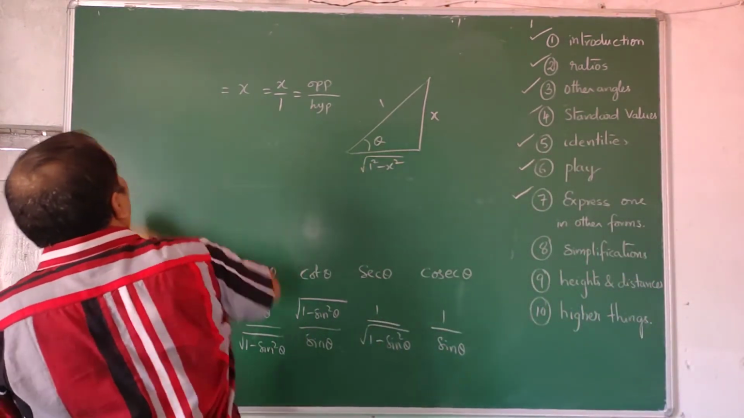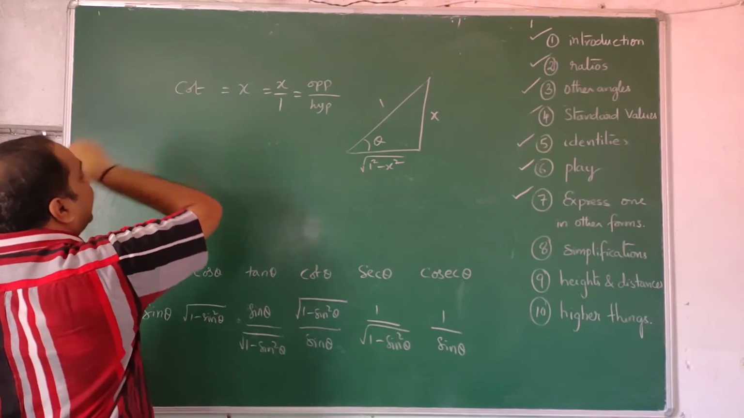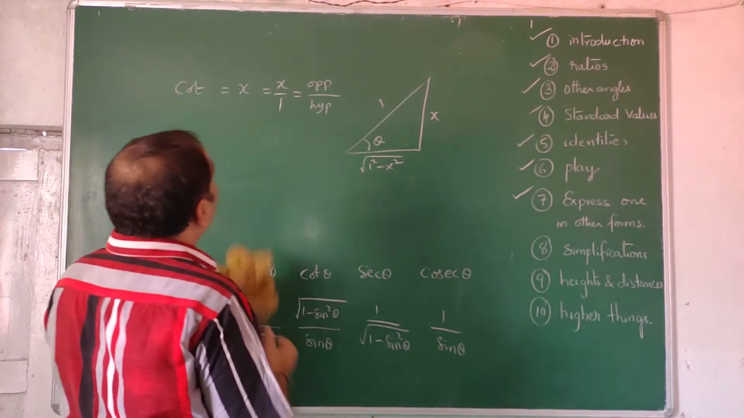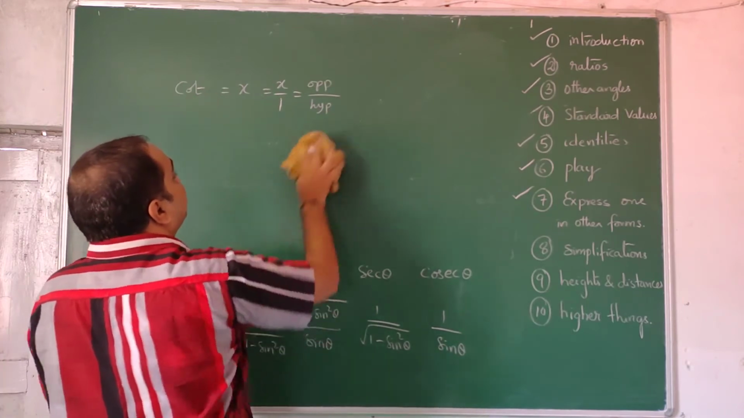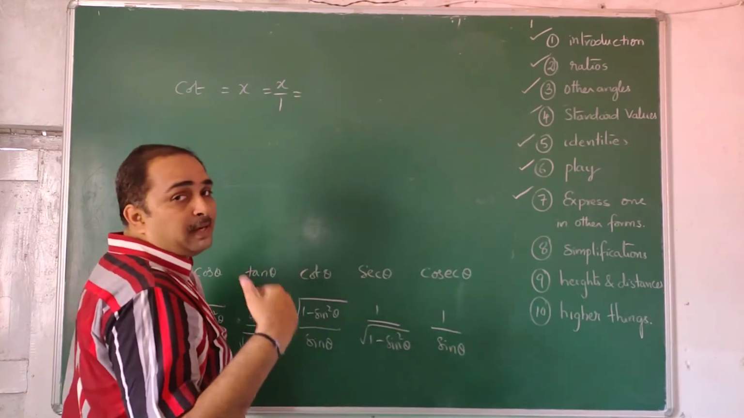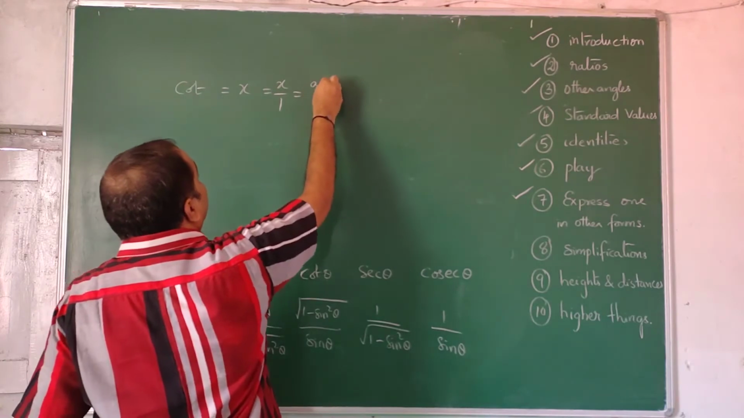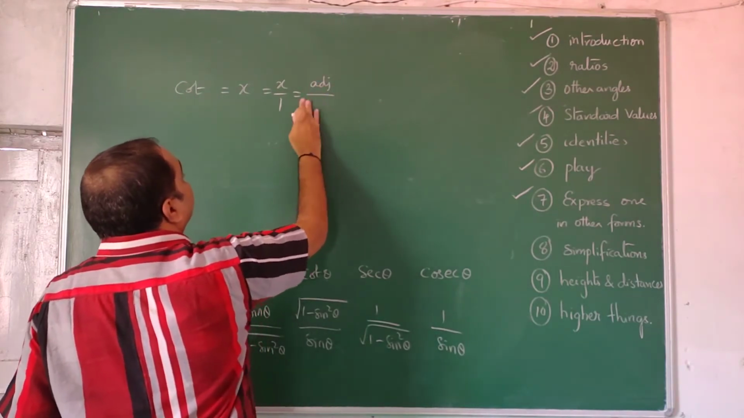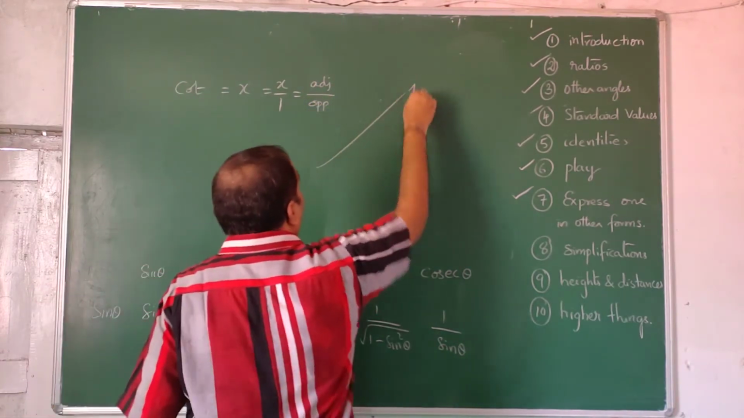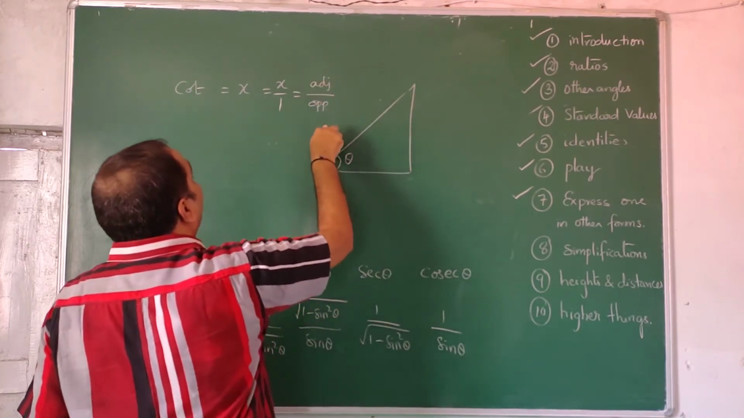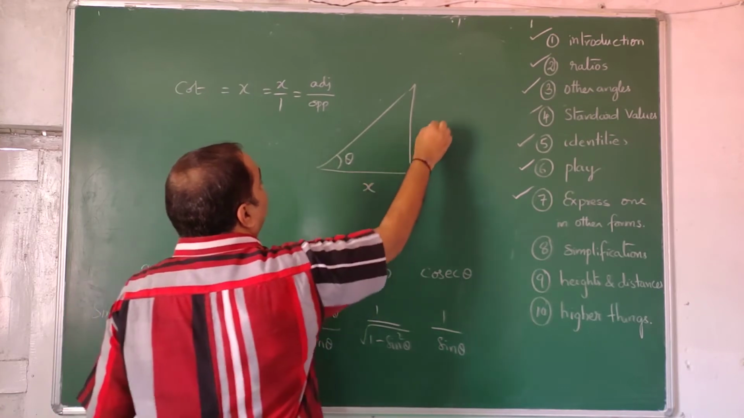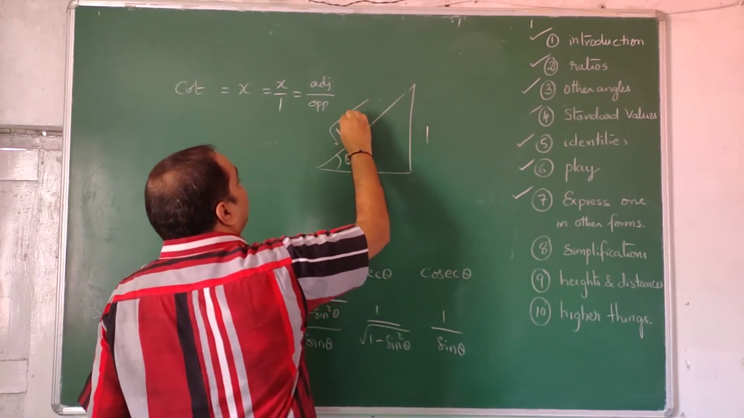Now you want to express any other ratio in all other forms. Say you want to express cot theta in all other forms. Cot theta is equal to x. Nothing is given, so x by 1. But the definition: tan theta is opposite by adjacent, cot theta is adjacent by opposite. Create a triangle, take theta, opposite, adjacent. Adjacent is x, opposite is 1, and the hypotenuse is under root of 1 square plus x square.